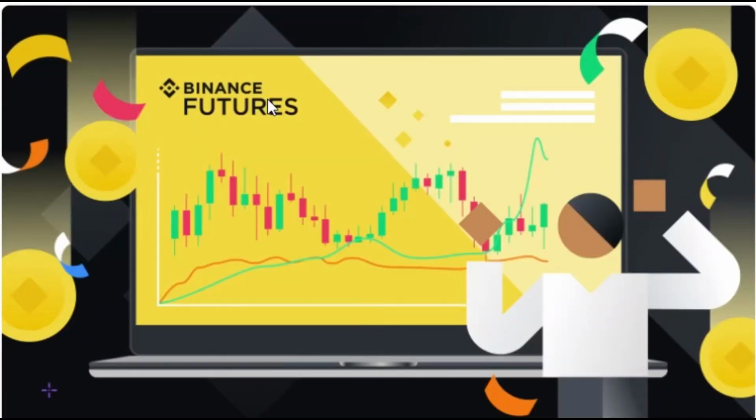Binance Futures trading derivatives contracts enable traders to benefit from price fluctuations by going long, buying low and selling high, or shorting, selling high and buying low.